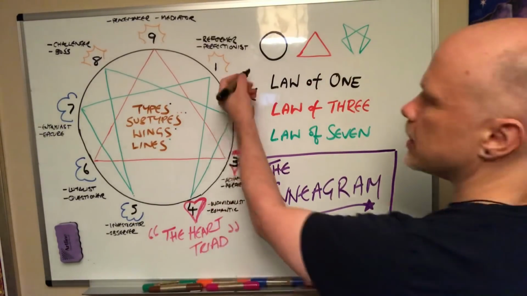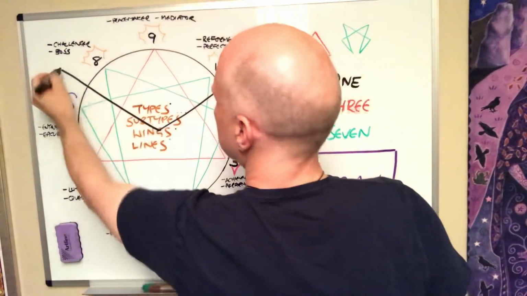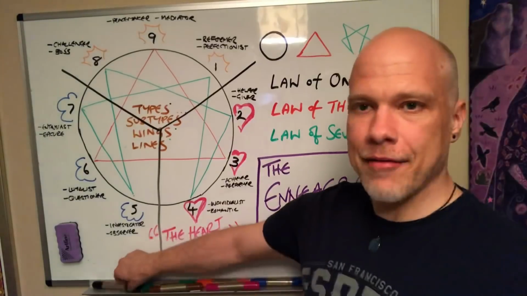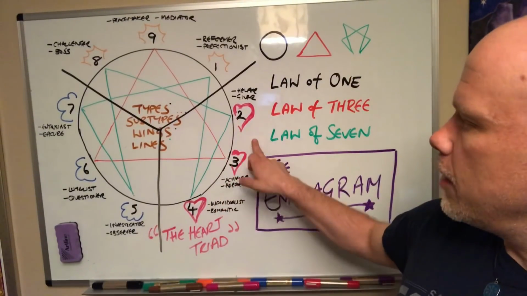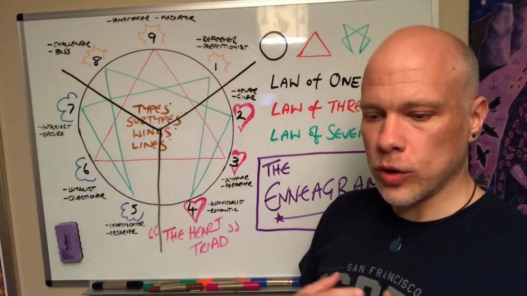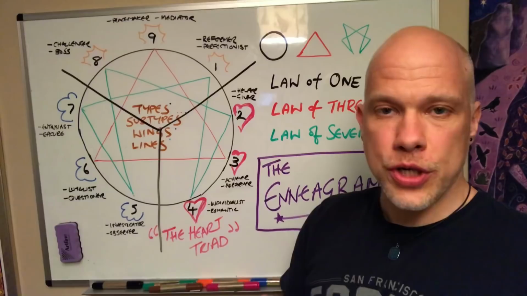The triads are actually split like this. Let me get this right. So we have 2, 3 and 4, the Heart Triad, and the Heart Triad are the types that relate to the world mainly through their heart, through their emotions.